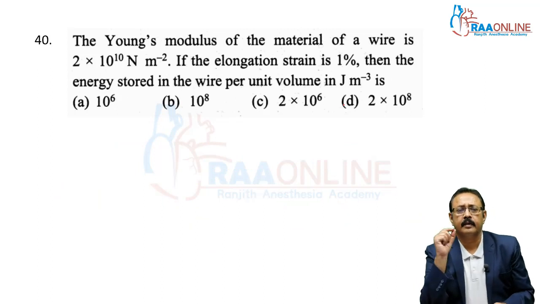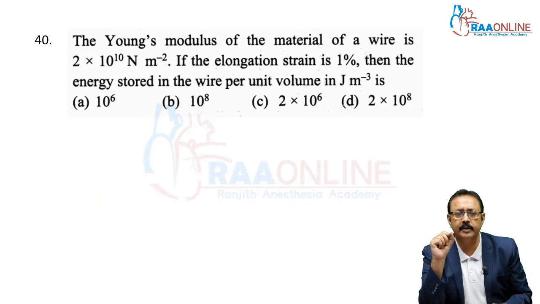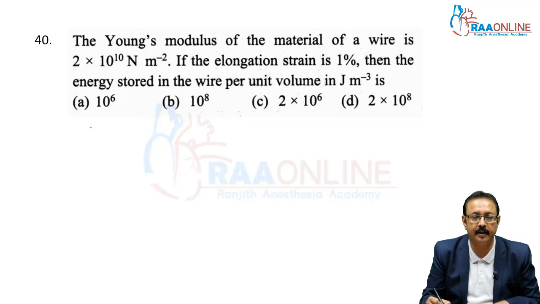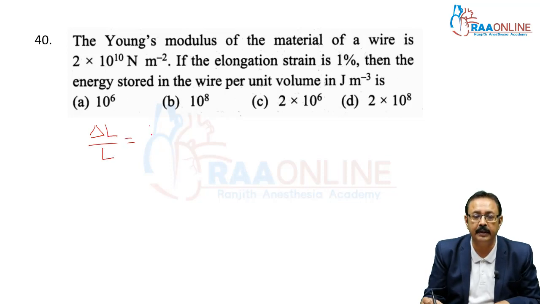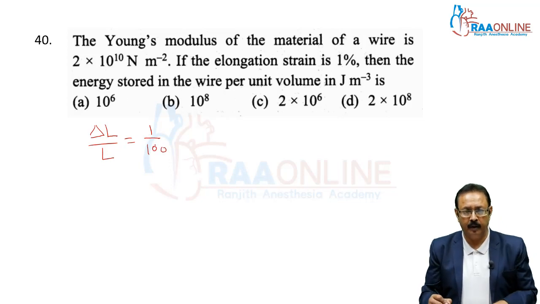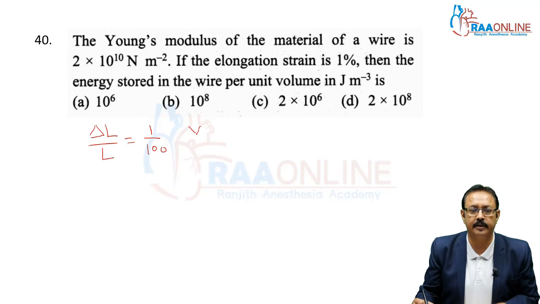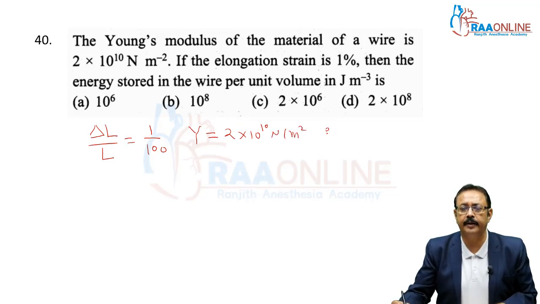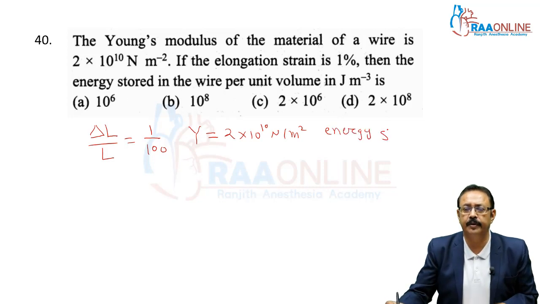Next. The Young's modulus of the material of a wire is 2 into 10 to the power 10 Newton per meter square. If the elongation strain is 1%, what they are saying, don't be confused. It is a confusing thing they gave. Elongation strain is 1%, means 1 upon 100 they gave you. Strain has no unit. Young's modulus is 2 into 10 to the power 10 Newton per meter square. We want to calculate energy stored in SI unit, means in joule per meter cube.